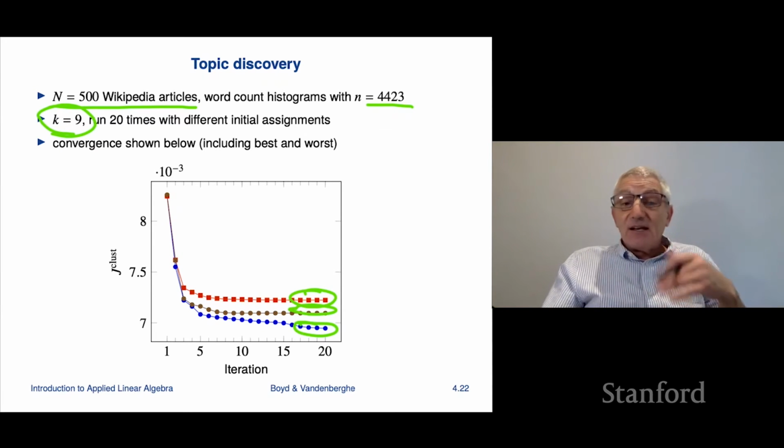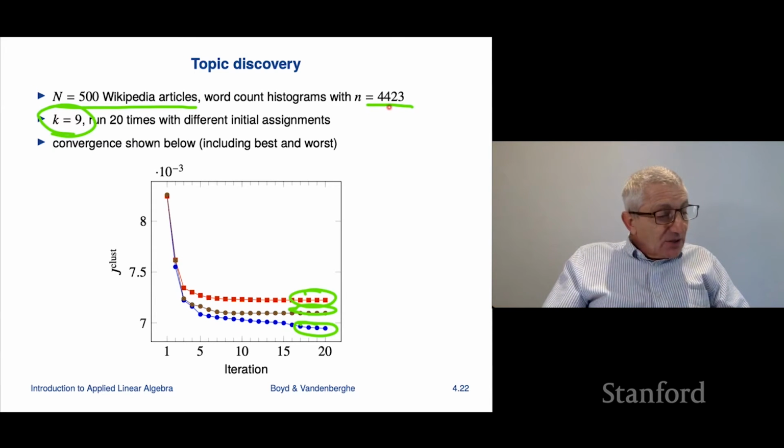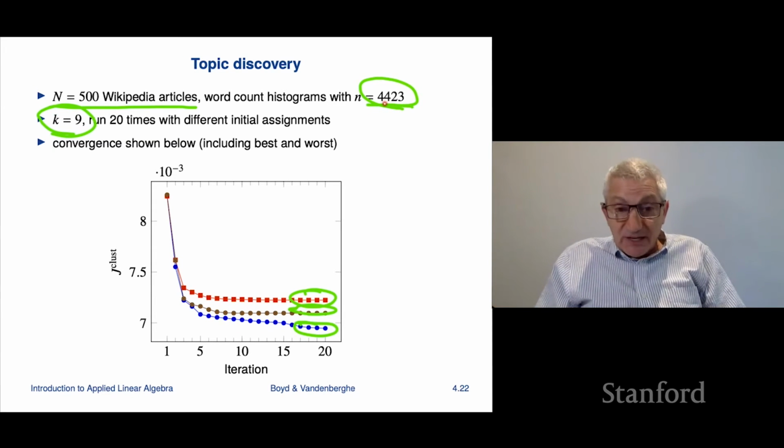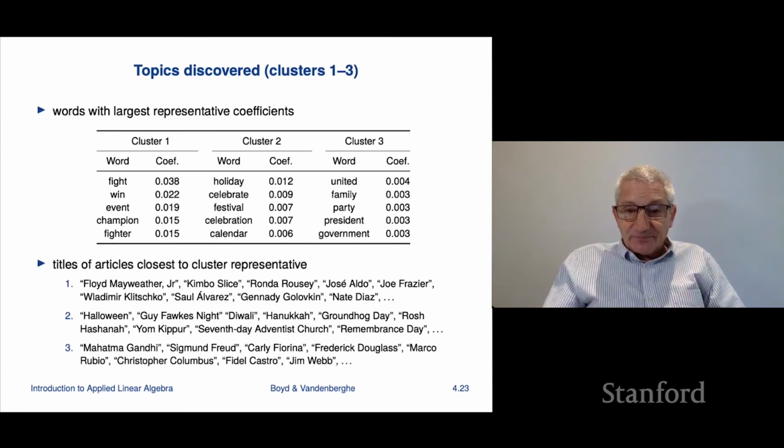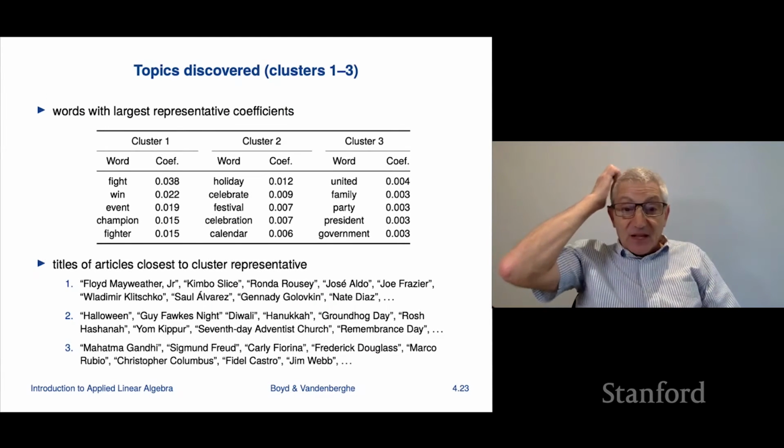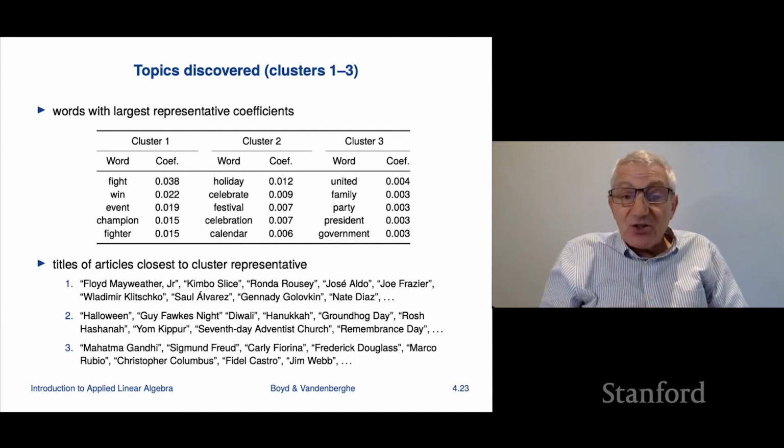And we also have then 9 representative vectors. Each of those is a vector of dimension 4423, and it's a word count. It's like a word count histogram. Literally, it says here's a representative article, and here's what it looks like. Okay, so let's look at clusters 1 to 3.